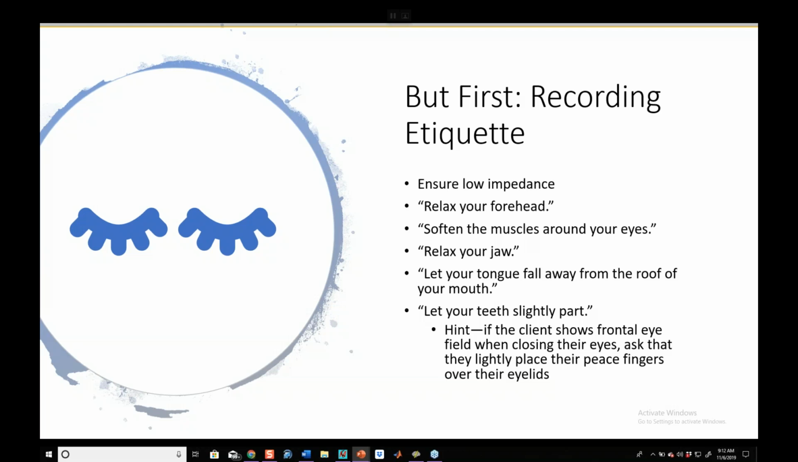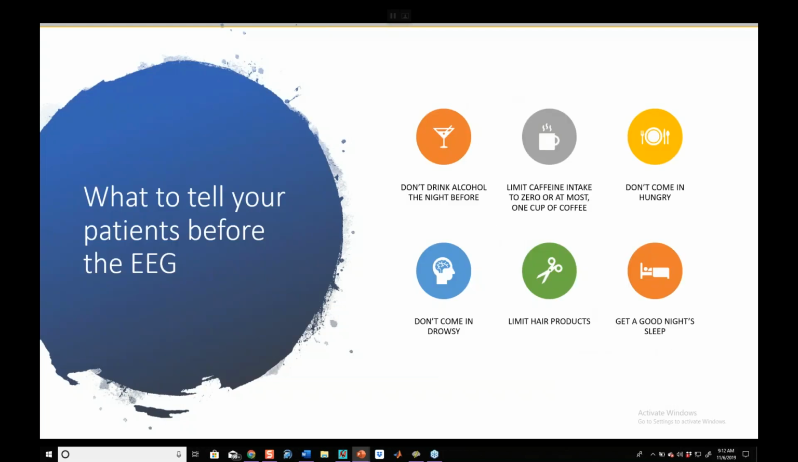Assuming that their eyes are still enough, and in case they're jiggling, you would say, just go ahead and place your peace fingers, your middle and your index finger, over your eyelids during an eyes closed, and you're off to the races. Again, very elementary, but before they come in for their initial EEG, there are some rules of thumb. Don't drink alcohol the night before, try not to party the night before. I'm okay with people having a cup of coffee, but not a pot of coffee. Come in fed, take your medications as usual for the most part, limit hair products, get a good night's sleep. Please don't come in drowsy.